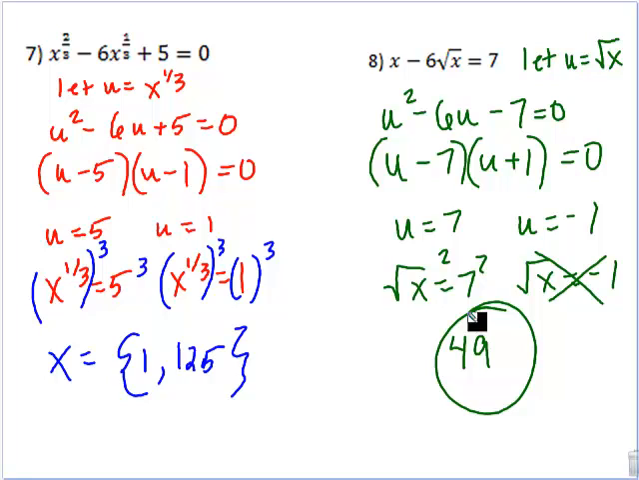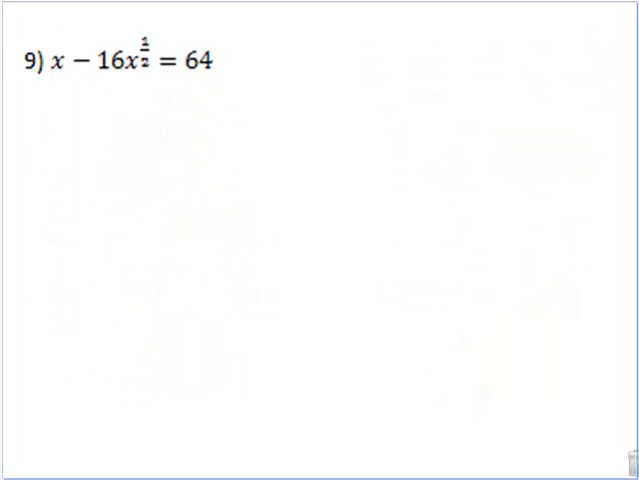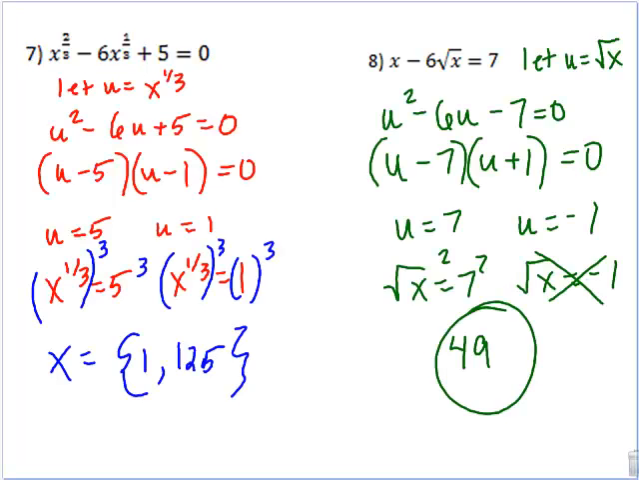Yep, you could also let u be x to the half. That's fine. Yep. Square root of x is the same thing as x to the 1/2. There's two of those in there, so it would be u squared. Is that okay? And that's just another example like this one.